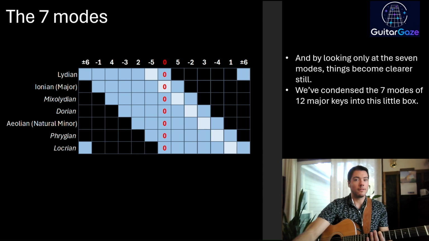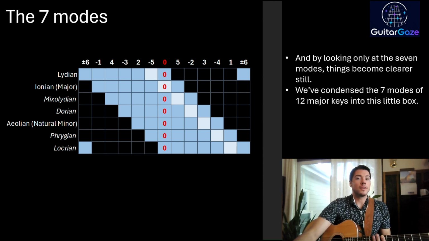And for example, the only difference between the major mode and the Lydian mode is instead of 5, you have plus or minus 6 in the Lydian mode. So major mode, instead of having 5, you go to Lydian and you see that you don't have that. Instead, that is plus or minus 6. That is the only difference between the Ionian and Lydian modes, or the major scale and the Lydian mode of the major scale.